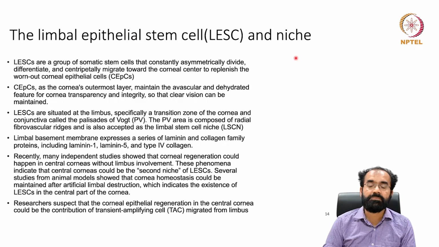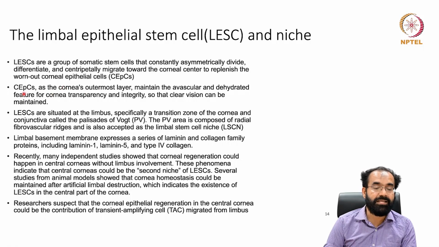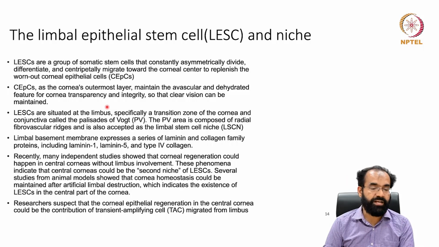So, limbal epithelial stem cells and their niche. We need to understand what the niche is and what its importance is. LESCs are a group of somatic cells that constantly divide asymmetrically, differentiate, and centripetally migrate towards the corneal center to replenish the worn out corneal epithelial cells. These corneal epithelial cells, CEPCs, form the cornea's outermost layer, and they maintain the avascular and dehydrated feature necessary for corneal transparency and integrity, so that clear vision can be maintained.